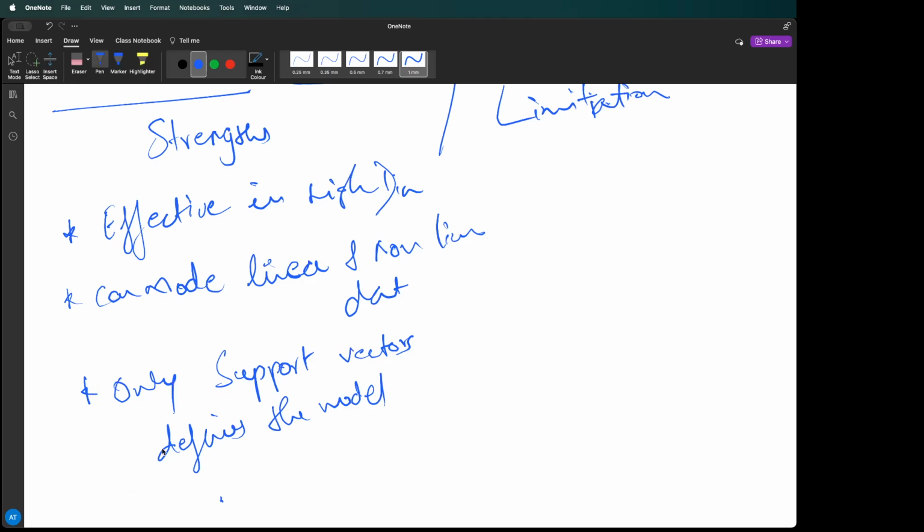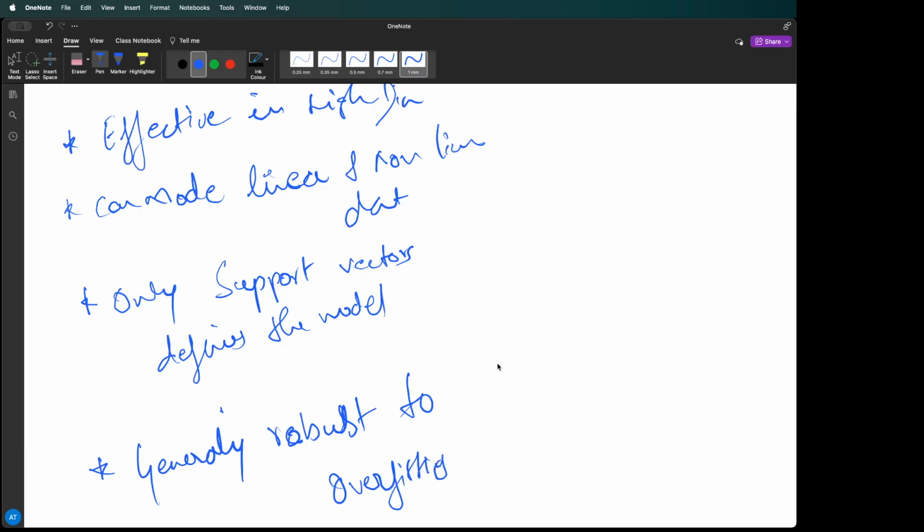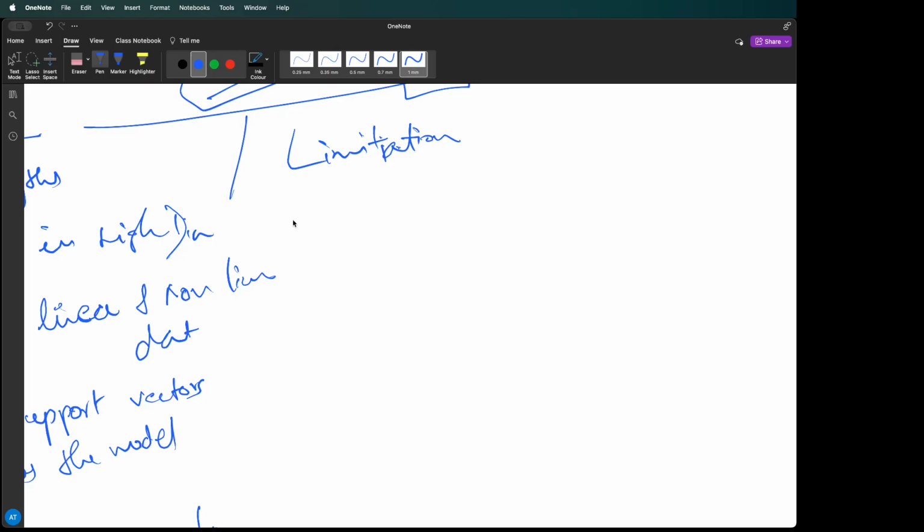Then, I'm just writing whatever is there in my notes and I'll explain that. Generally robust to overfitting. Generally, not always. Generally.